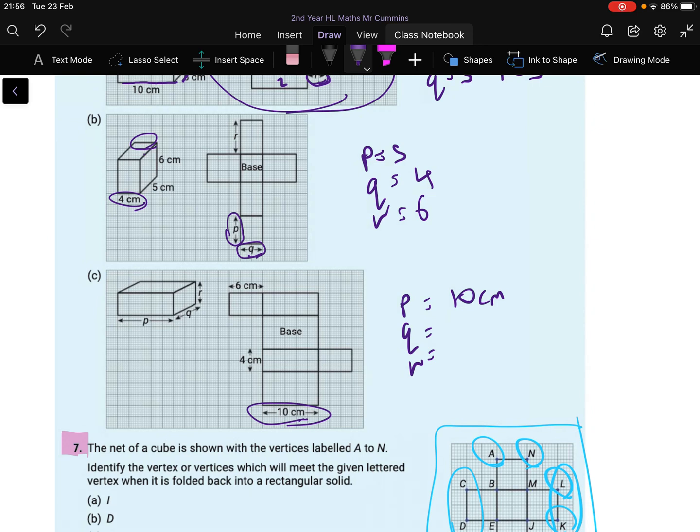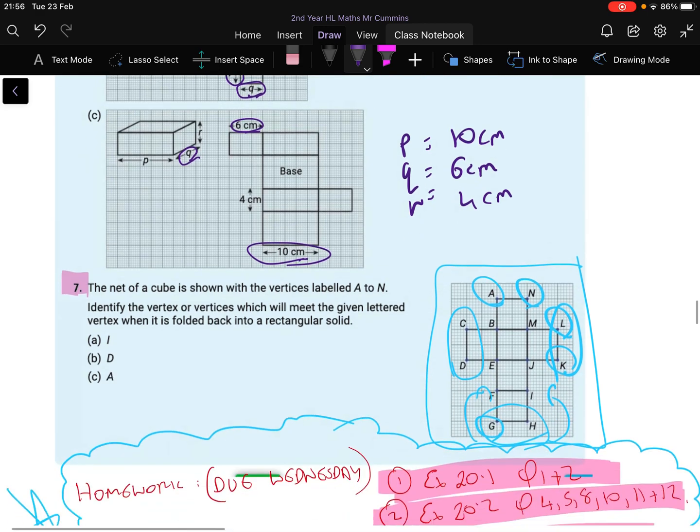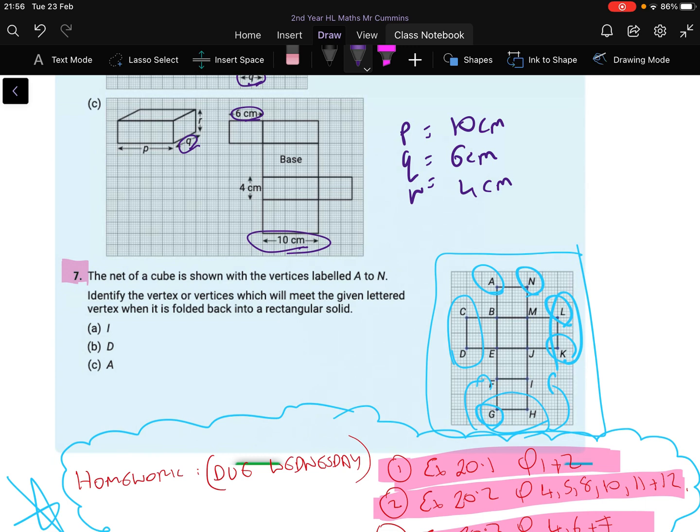Q is the width, so it's going to be 6. And R is the shortest one, obviously, which is going to be 4 centimeters. Okay. Last one. I kind of circled a bit of this. I must have done the last day before I gave you the homework.